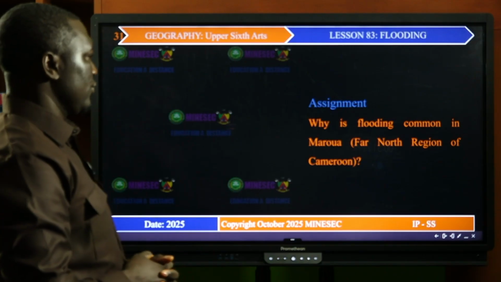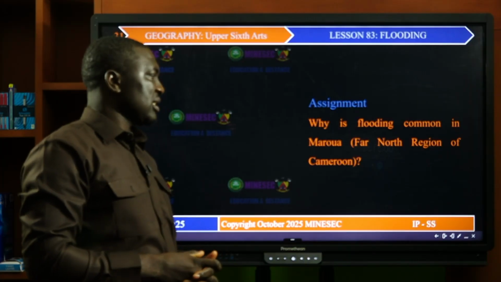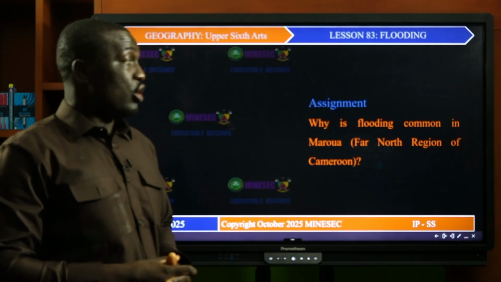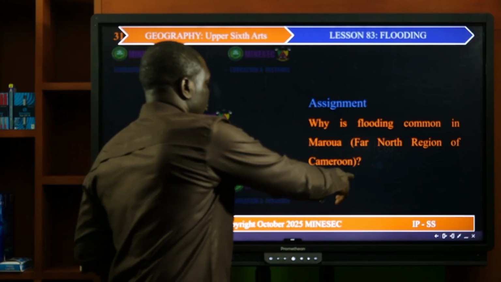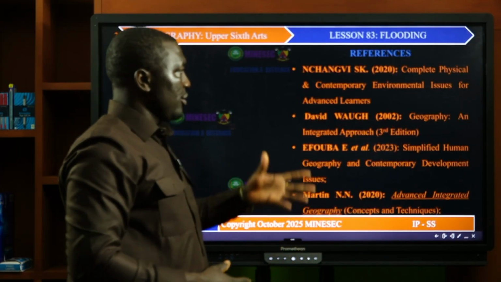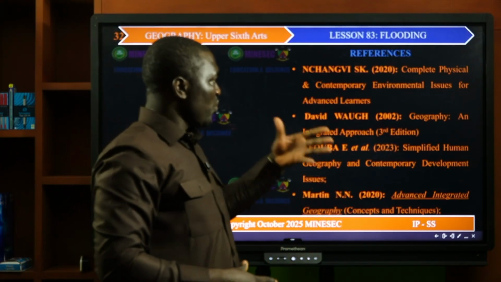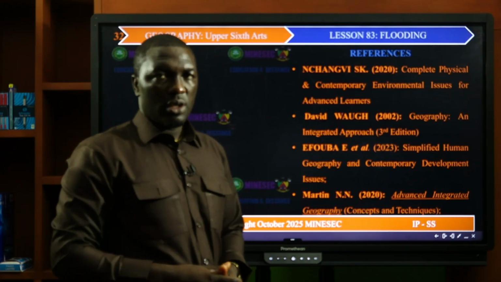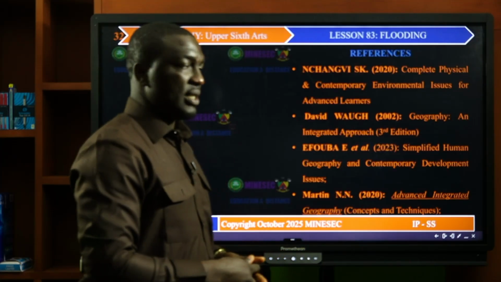Assignment. Why is flooding common in Maroua, in the far north region of Cameroon? These are relevant published books that were consulted to build up the lesson.